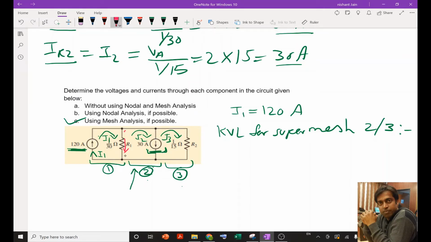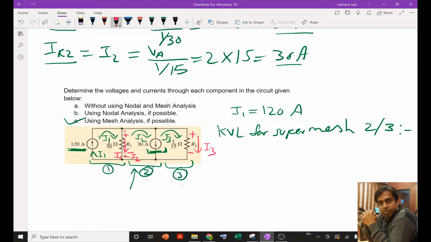So if it is in the downward direction, polarity will be like this, plus and minus, and the effective current over here will be I1 minus I2, right? Similarly, if I take the current of R2 in the downward direction, then plus will be at the tail, minus will be at the arrow head, and the effective current over here will be I3.